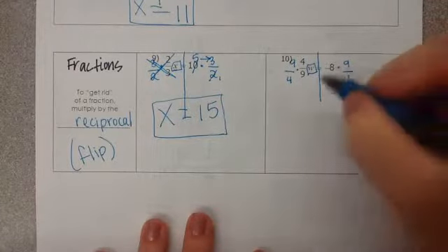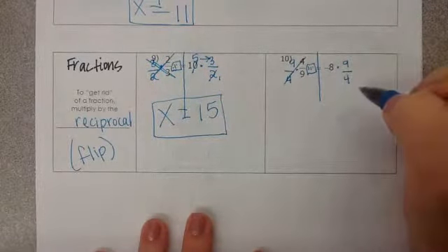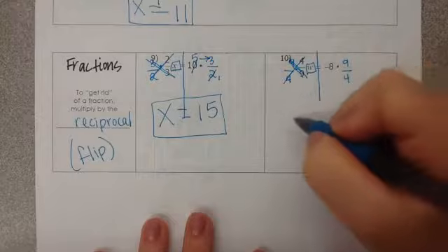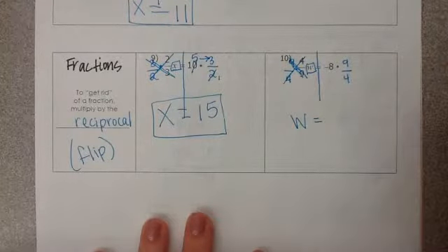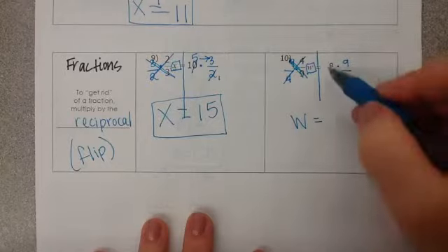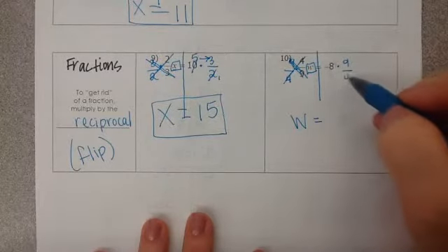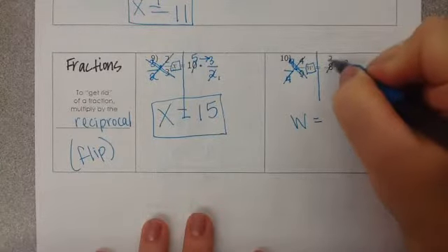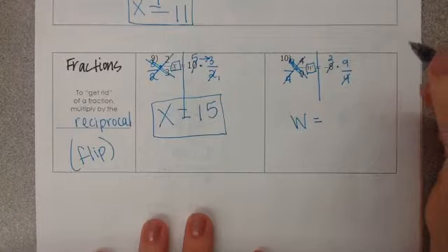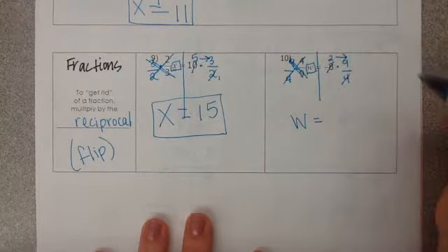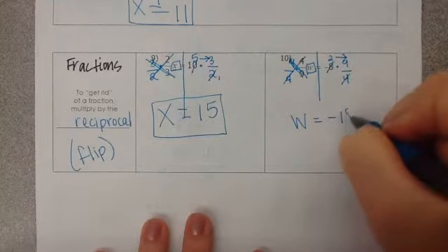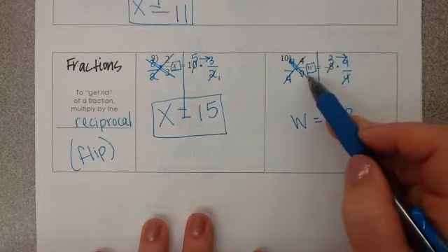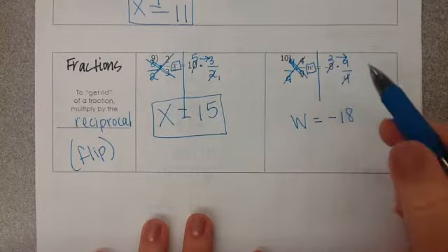That's called the reciprocal. This diagonal cancels. This diagonal cancels, leaving us with W equals, I can simplify this diagonal here first, divide them both by 4, this becomes -2. -2 times 9, -18. So to get rid of that fraction, flip it and multiply.